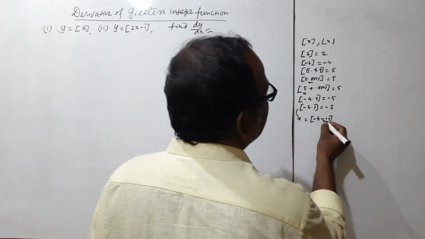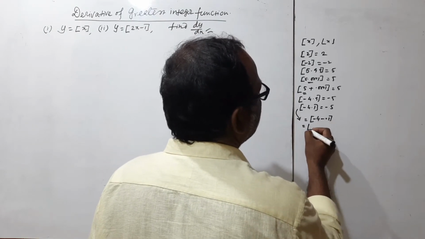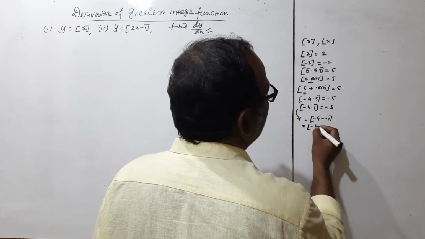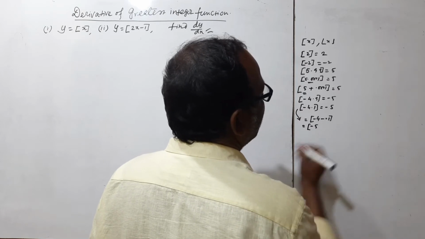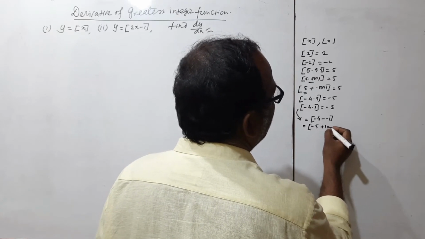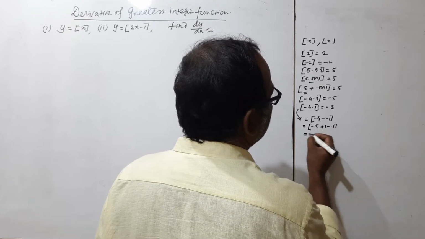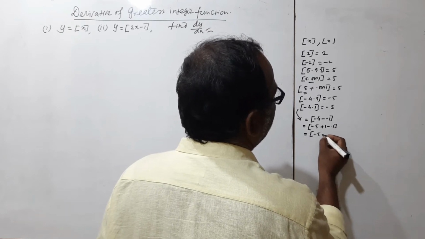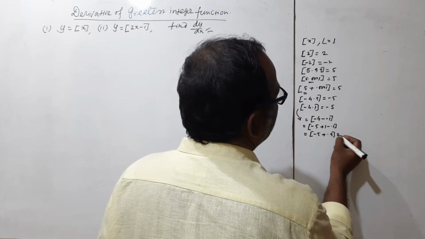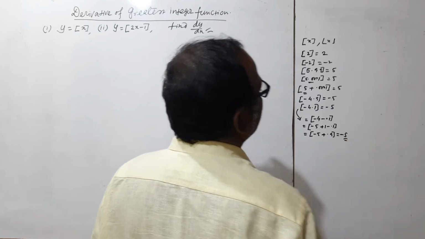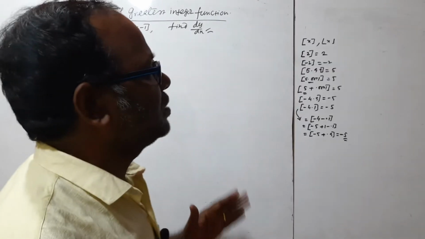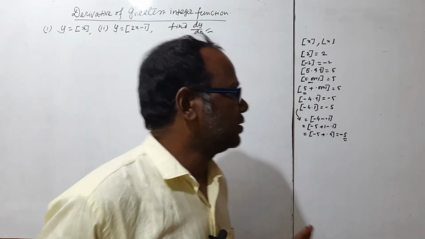Here there is a subtraction, so we want to get the integer below. It can be written as minus 5 and then 1 minus 0.1, so it will be minus 5 plus 0.9. Then we get minus 5. So I think the basic concept of the greatest integer function is clear.